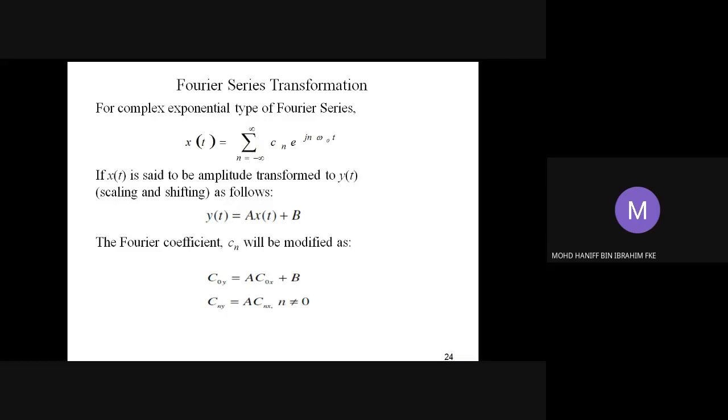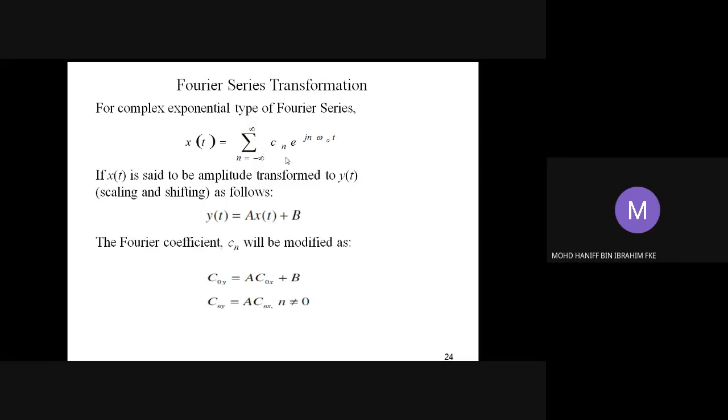Now we can say that for the y(t) function, its Fourier coefficients can be obtained by this relationship, whereby the C naught of y will be equal to a times C naught of x plus b, and the C_n of y will be a times C_n of x. I repeat again: we know that x(t), which is written in this form, by right has its own Fourier coefficients.